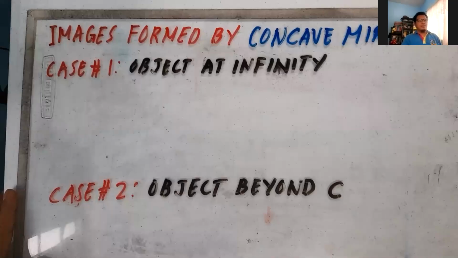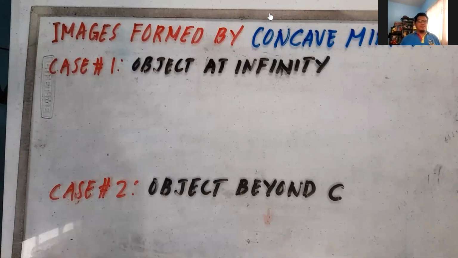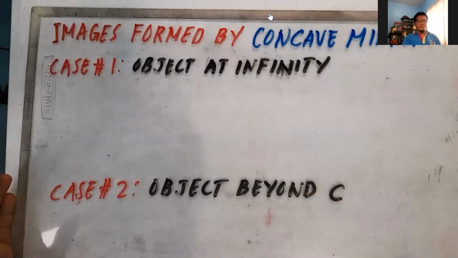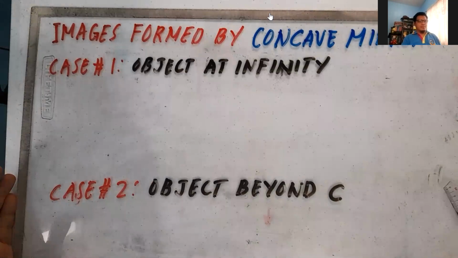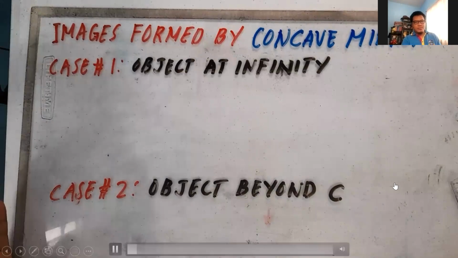Image formed by a concave mirror using a ray diagram. For this one, we have 6 cases. It depends on the position of the object in front of a concave mirror.